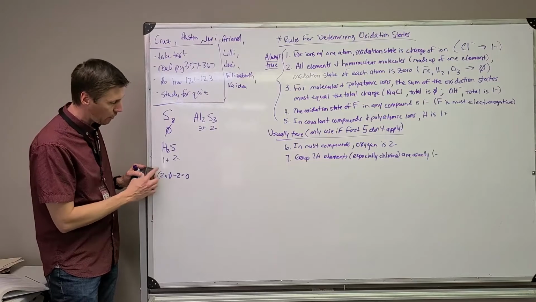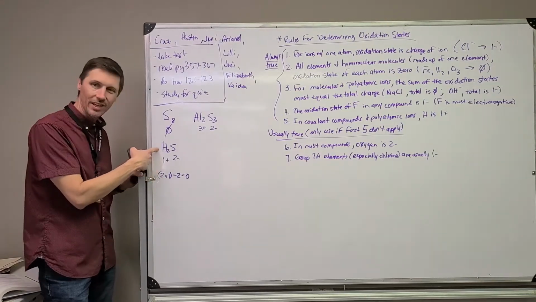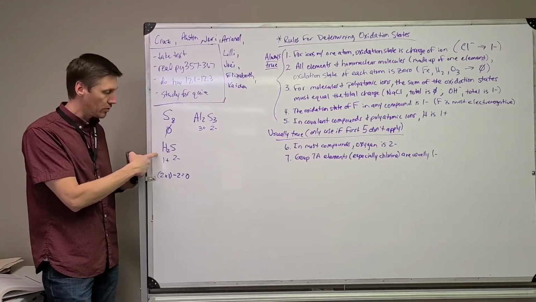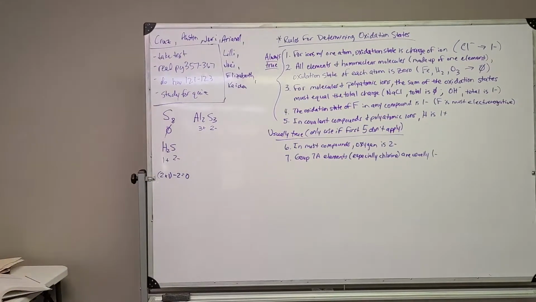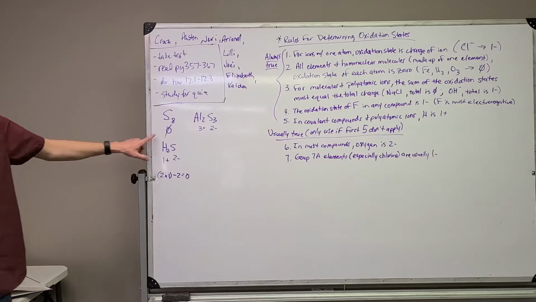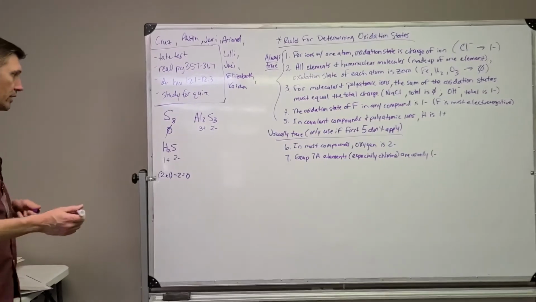So notice again how the 1 was the charge of the individual hydrogen atom. When you write the oxidation state below it, you're writing the charge of just a single hydrogen atom. We don't write the total charge for the H2. We write just the H.